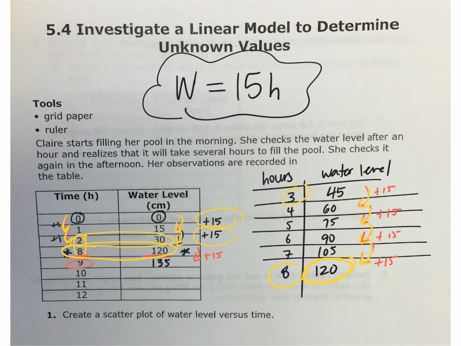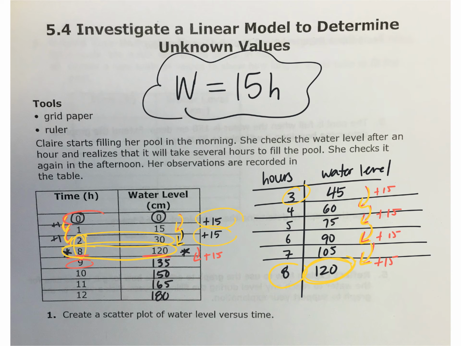For 10 hours, what is it? It's 150. And then it's 11 hours. 165. 12. 180. Good. Is this relationship direct or partial? Is it going to be direct or partial?